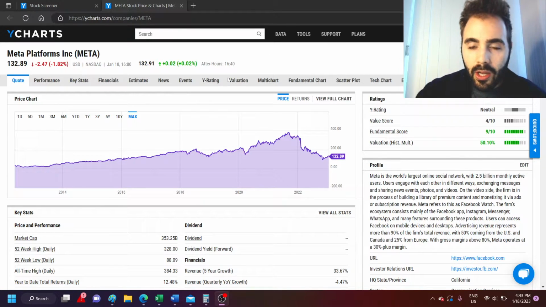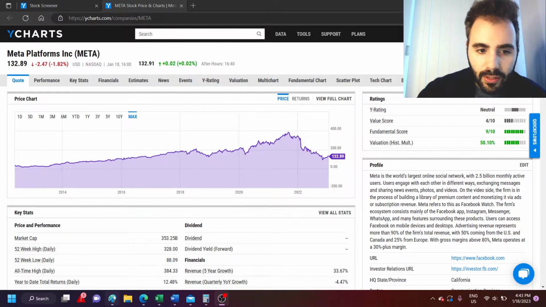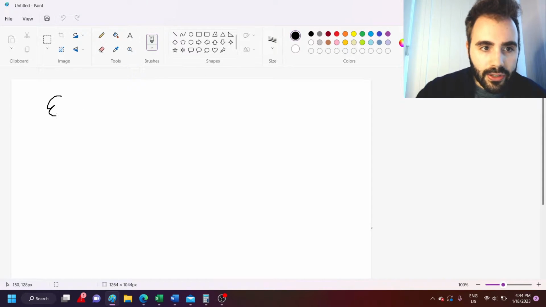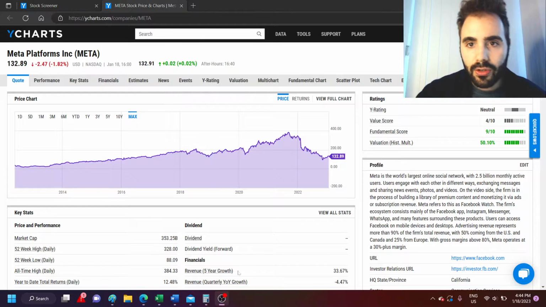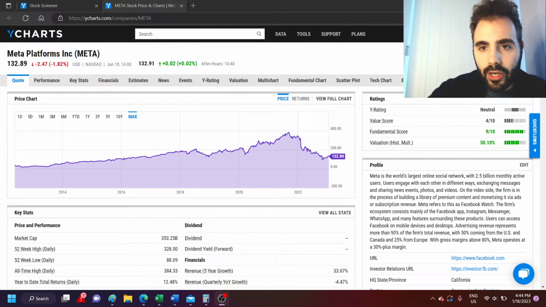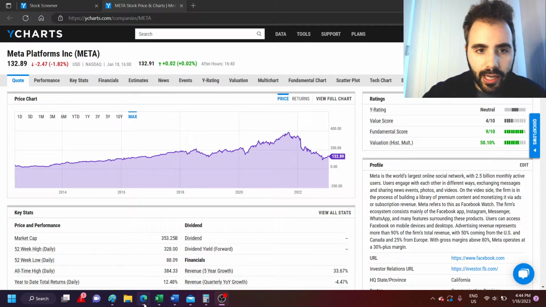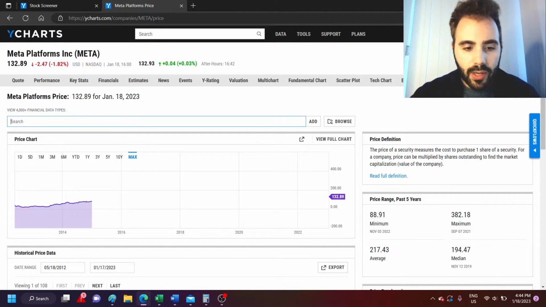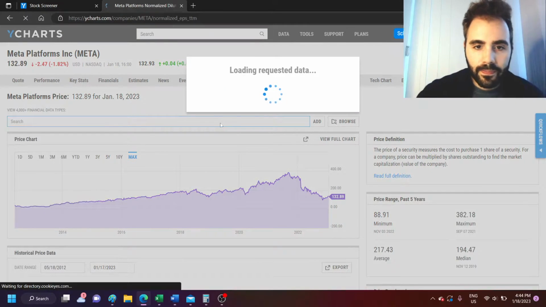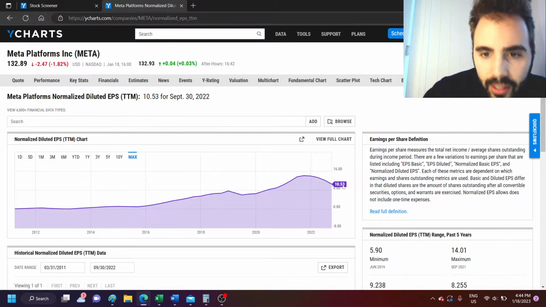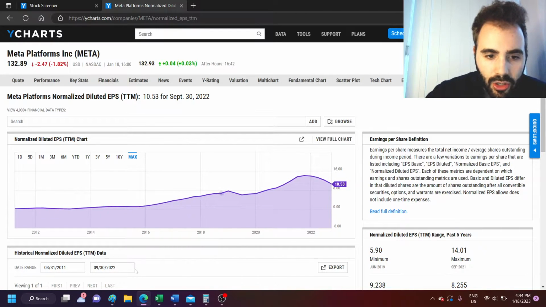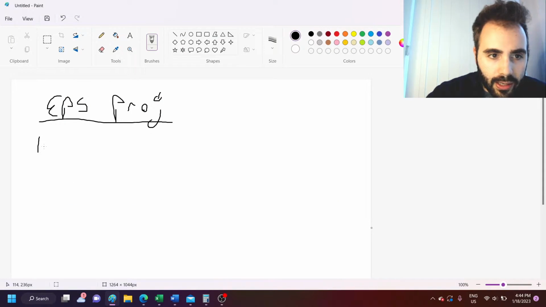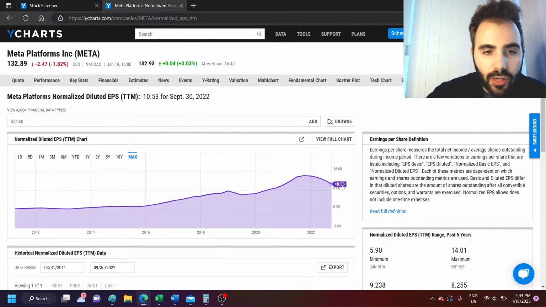So let's get started. The first method that we're going to be using to value Meta is the earnings per share projection. So what we're going to be trying to do is determine what Meta's earnings per share is going to be in 10 years' time. Let's do it together. So let's go to Y Charts here. First, we need the trailing 12 months earnings per share. We find that number, it's $10.53. So if we were going to paint here, we can write down $10.53. That is Meta's trailing 12 months earnings per share.